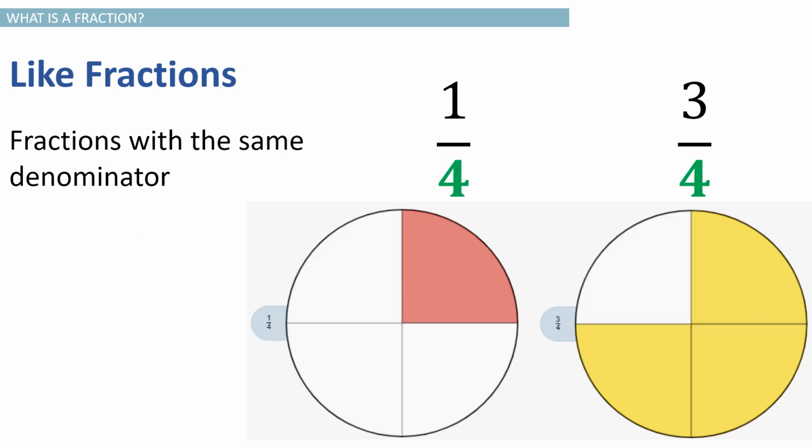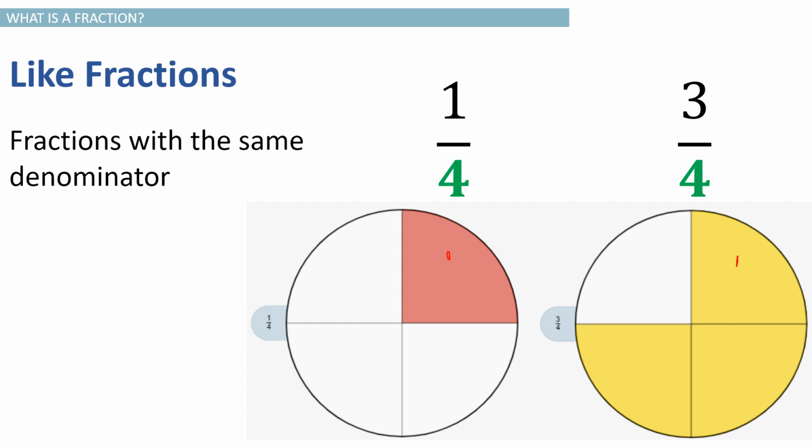Next, we look at like fractions. Like fractions are fractions with the same denominator. So we look at the left-hand side and right-hand side. I have 1 quarter and 3 quarters. So both fractions will have equal parts which are of the same size. So each quarter that I'm looking at here is of the same size.